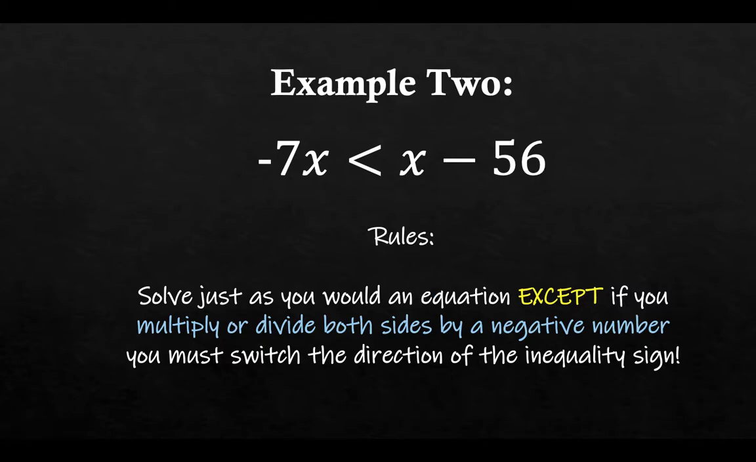Here's our next example. This is negative 7x is less than x minus 56. Again, the same rule is across the bottom to remind you to only switch the inequality sign if you multiply both sides or divide both sides by a negative number. So pause the video and try this one and then come back and see if you did it correctly.